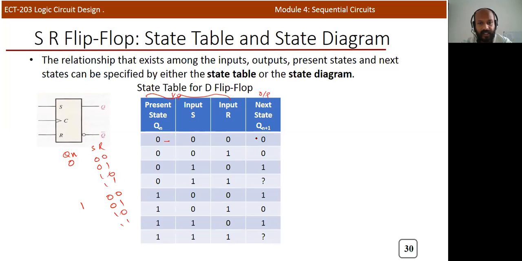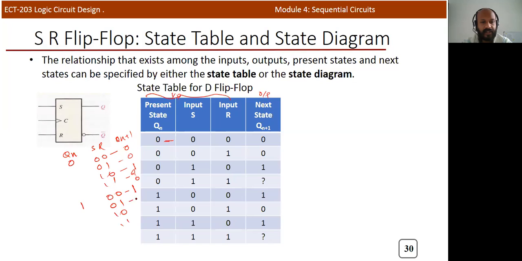Okay. So you can see the table: when Qn is 0 and SR is equal to 0 0, it will continue, and Qn plus 1 will be exactly equal to Qn, so you can write 0. In 0 1 it's a reset condition, so again the output is 0. For 1 0 it's a set condition, and 1 1 is an invalid condition, we don't know what the output will be. When Qn is 1 and the SR inputs are 0 0, you can write Qn plus 1 is exactly the same as Qn, so it will be the same.